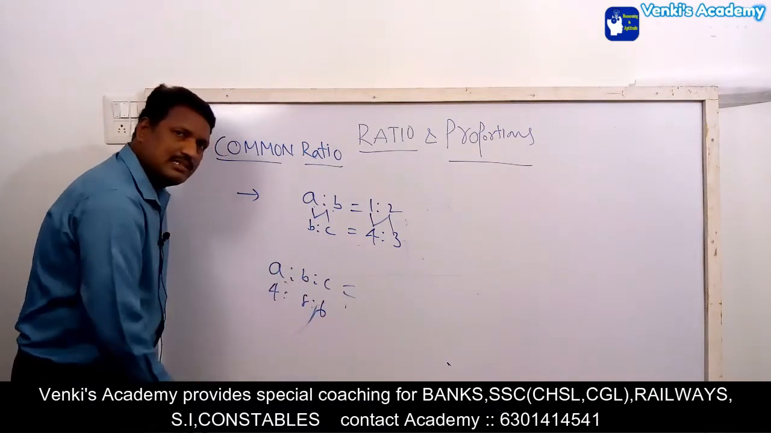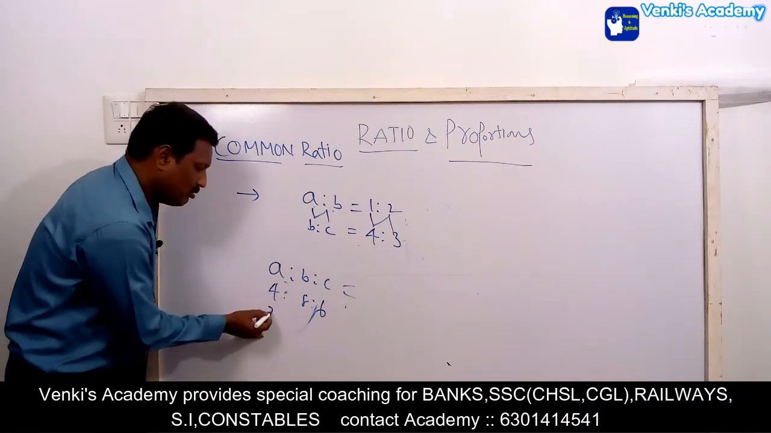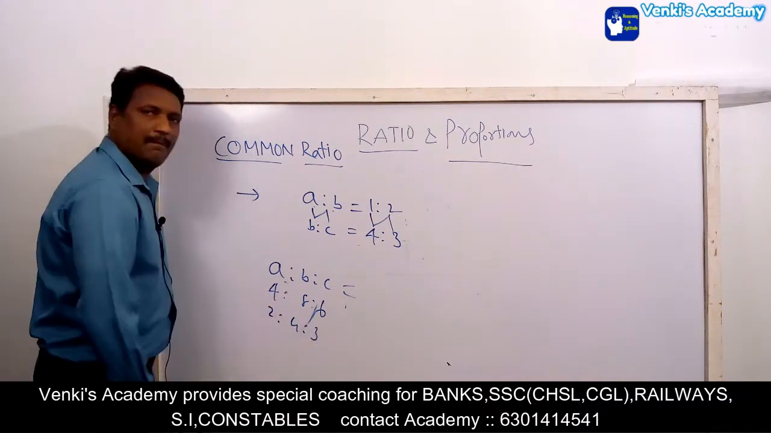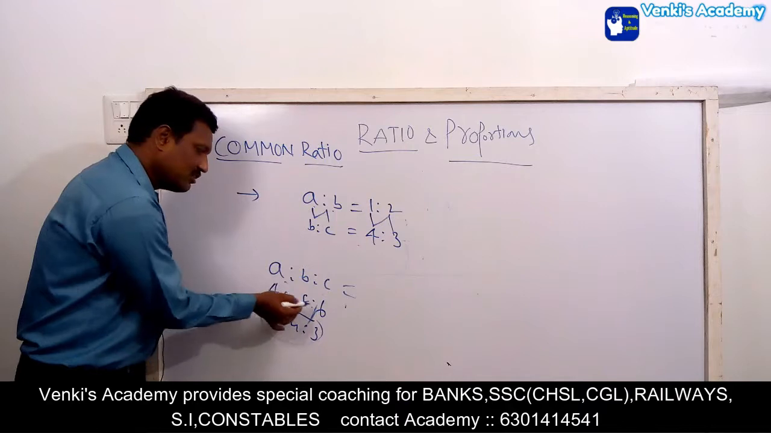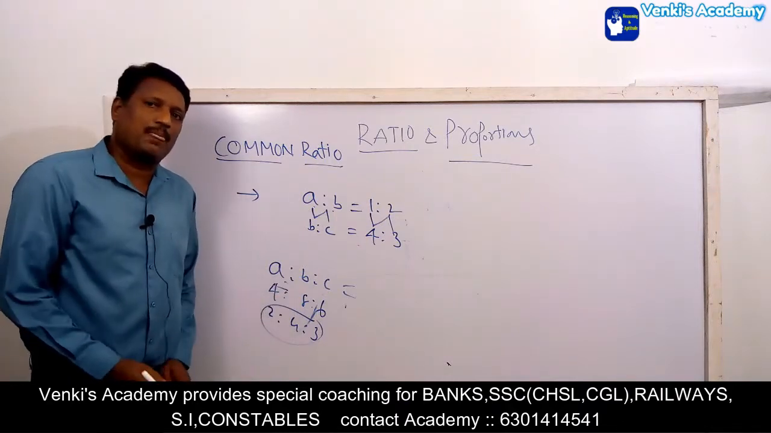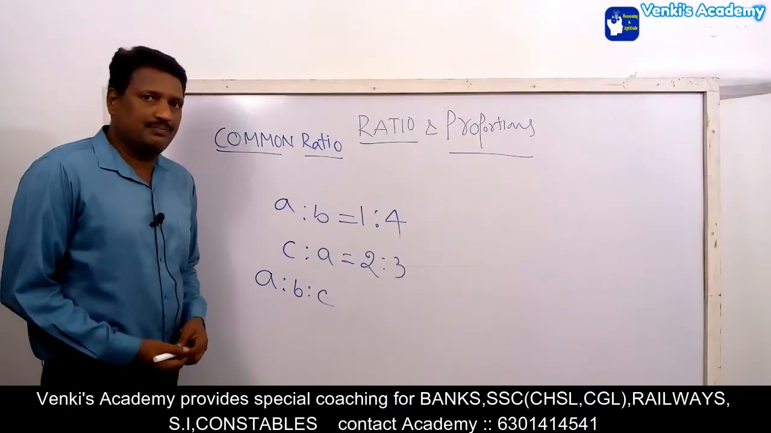these values can be simplified by another number. To 2s, to 4s, to 3s. Now this is called the ratio. This is not the ratio. These values.